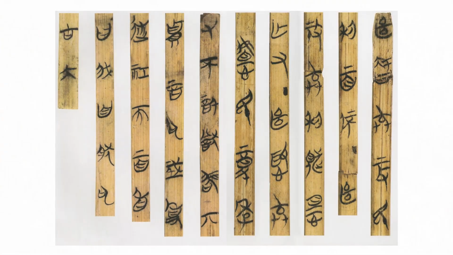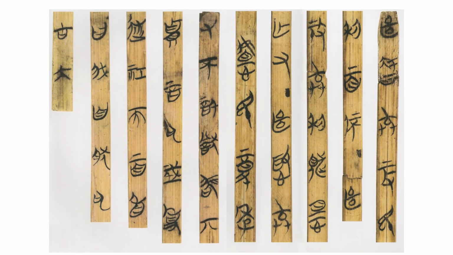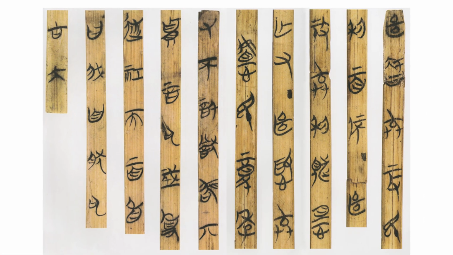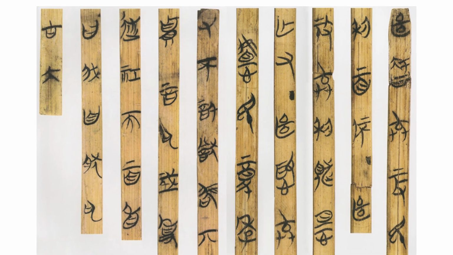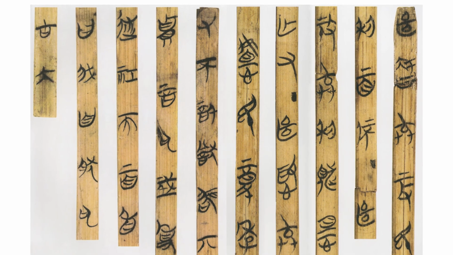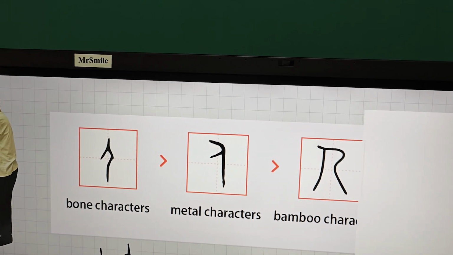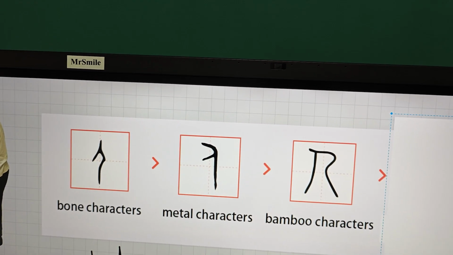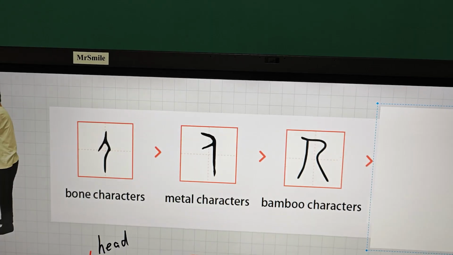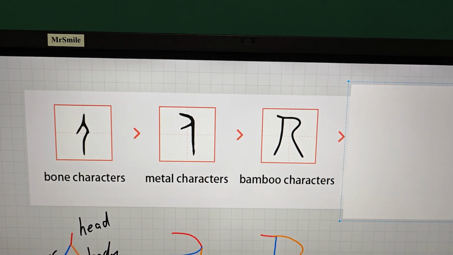The characters he unified are called Xiaozhuan. It was written like this. Xiaozhuan is characterized by its rounded strokes, because it was written with a brush, not a stone. In my videos, I'll call it bamboo characters. The bamboo characters for Ren are written like this.